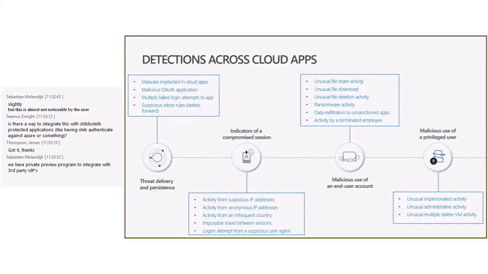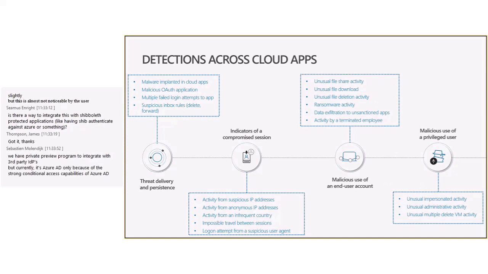Actually, this is a good list of the type of things we're detecting. So you can see the different types of detection. When we talk about threat delivery and persistence, we think about malware, we think about malicious OAuth apps. OAuth apps are those applications that will ask you, do you want to allow us to view your profile and your email and your data, your stored data in the cloud, things like that. So these will request permissions to some of your users' accounts. And in some cases, they're simply malicious. So we're trying to detect that as well.